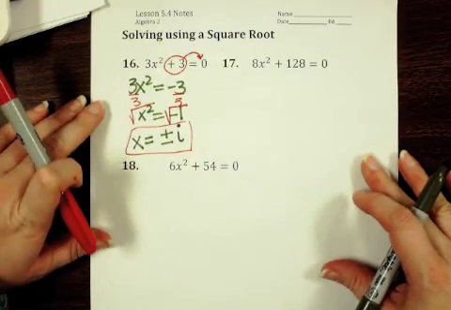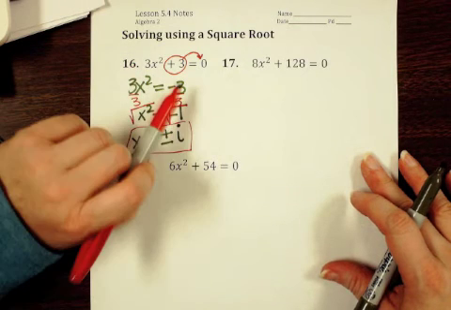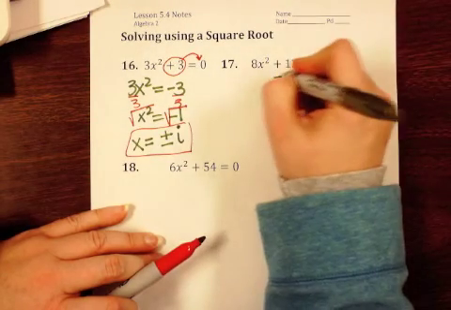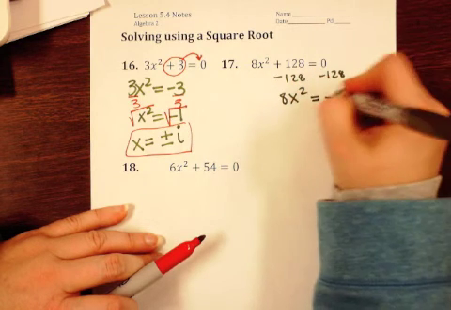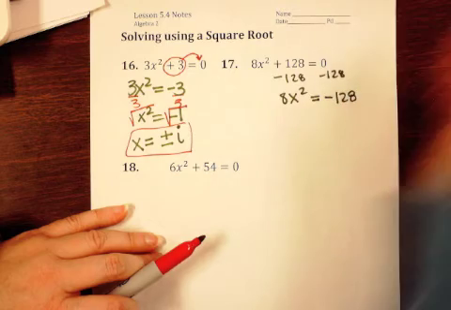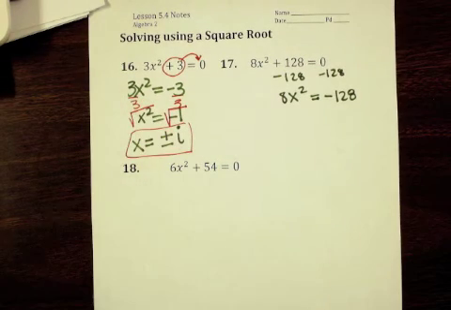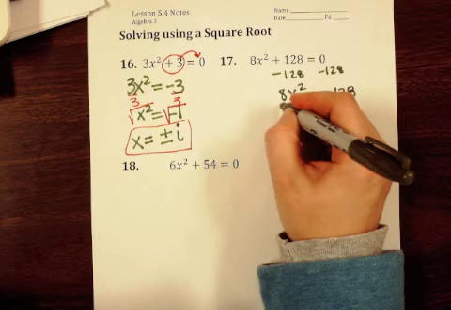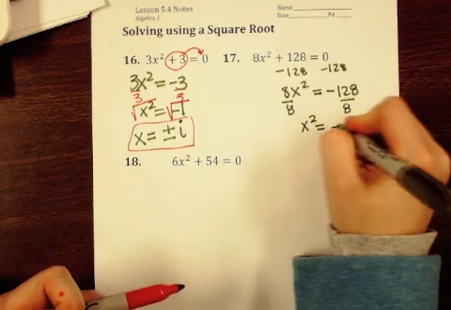It works exactly the same way, same steps. What was the very first step that we did for number 16? We subtracted 3. In this case, what am I going to do? Okay, I'm going to subtract 128. So I get 8x squared equals negative 128. Now, what did I do for my next step? My second step was to divide by 8. So I get x squared equals negative 16.